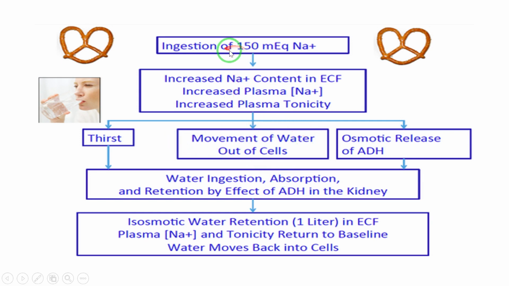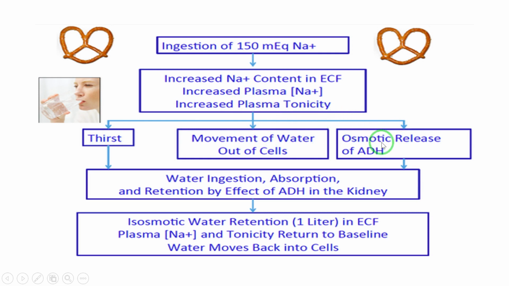What happens if someone ingests a quantity of sodium? This will lead to increase in the quantity of sodium in the extracellular fluid. What happens next? The level of sodium will increase in the plasma. This will affect the plasma tonicity or the plasma osmolality. If it increases, it will enhance the thirst center, leading to increase in the amount of water that is ingested or absorbed.